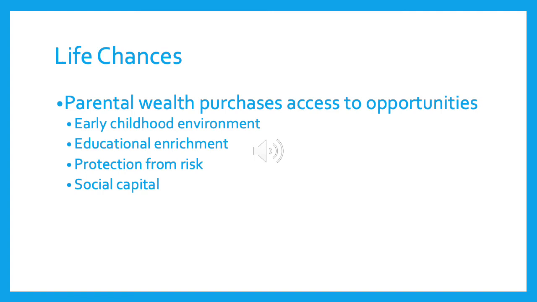This relates to another opportunity we don't typically think of, which is protection from risk. If your parents have more resources, they're generally able to protect you from certain risks. For example, they may be able to let you live in a safer neighborhood. They may be able to protect you from illness by providing you good preventative medical care. They may be able to protect you from getting into trouble because they're able to supervise you more effectively.